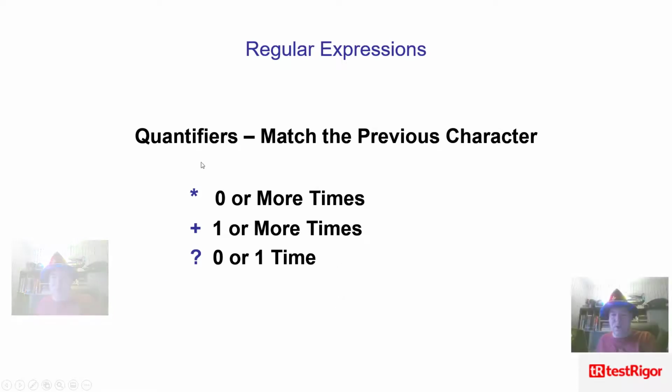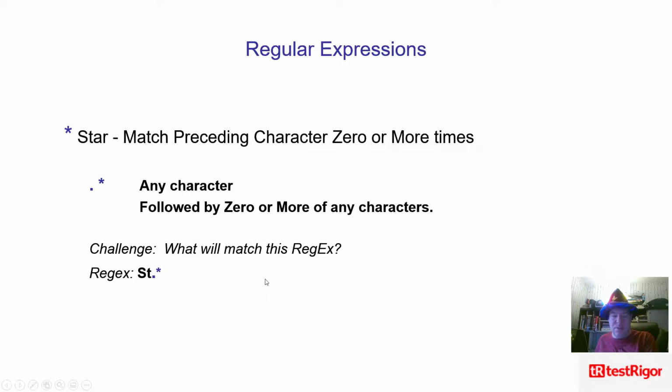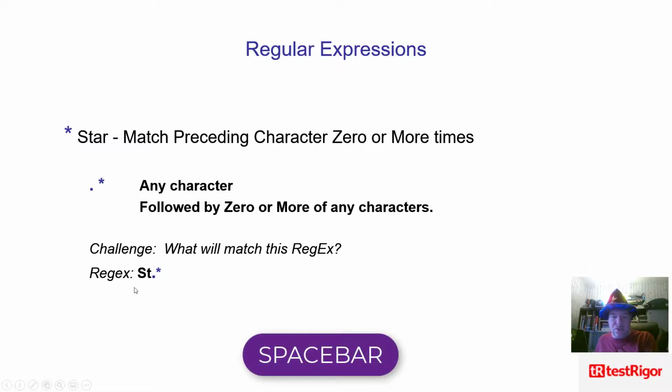All right, next we're going to talk about quantifiers, matching the previous character one time, zero times, or more than once. The first one is our star, and it matches the preceding character zero or more times. So this is going to say match any character followed by zero or more characters. Here's our challenge. What will this regex match? ST.star. Here's your chance again. Hit that spacebar to pause the video and think about what it matches and what it doesn't.